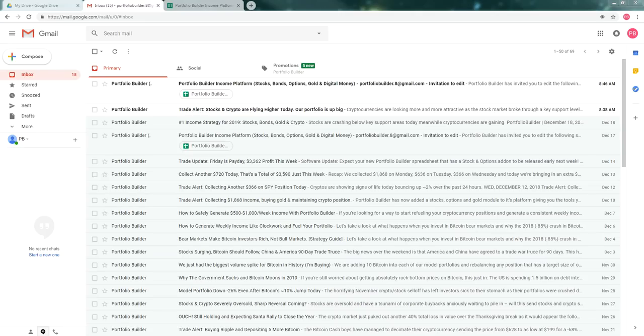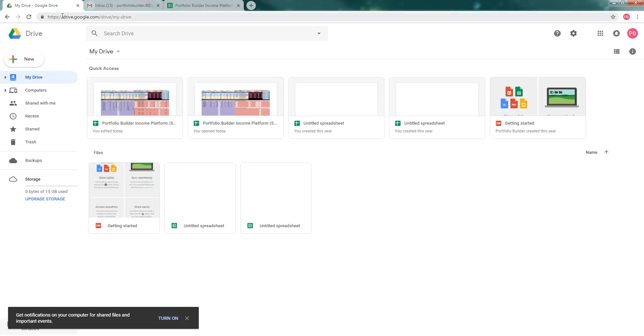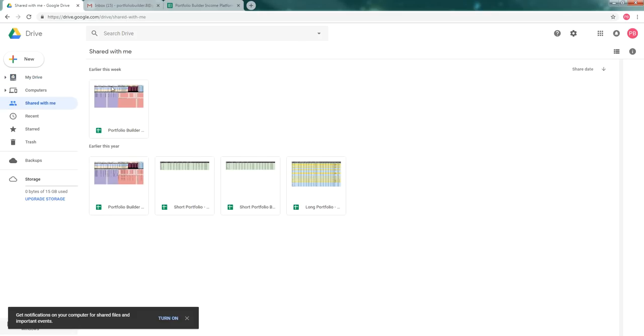Immediately after ordering your 30-day free trial to Portfolio Builder, this email will show up. Click that icon right there and then click on the star button to bookmark your portfolio. Also, if you ever have trouble finding it, you can go to drive.google.com while signed into your Gmail account. Click on Shared with Me and you'll see the spreadsheet is shared.